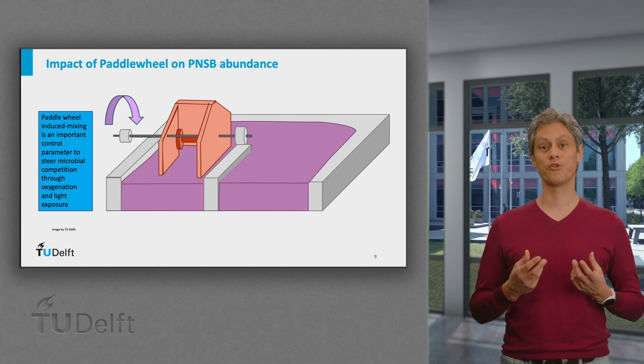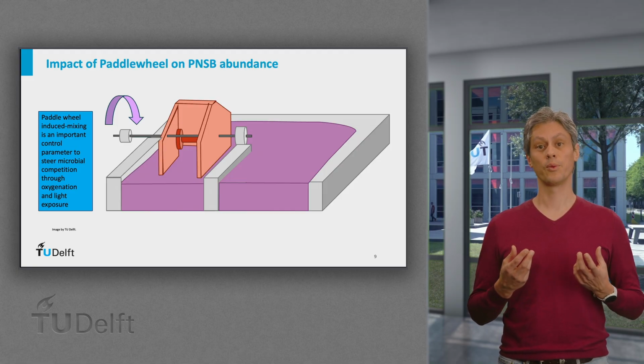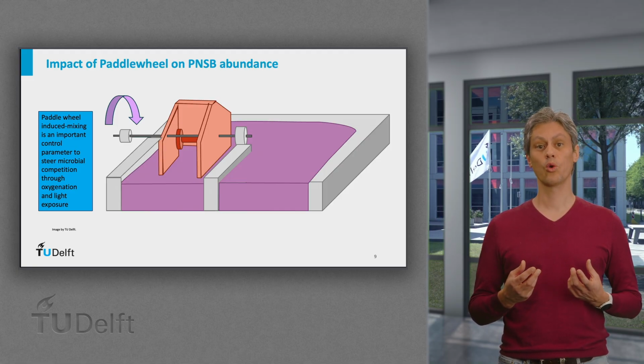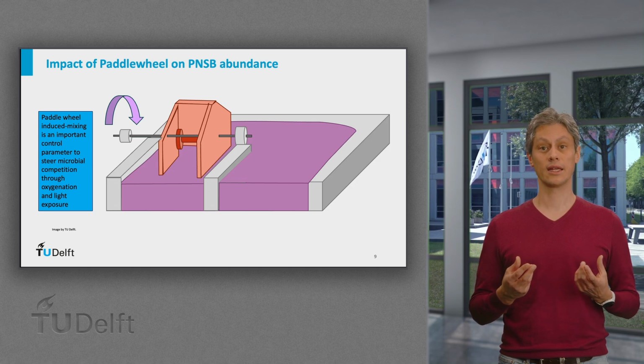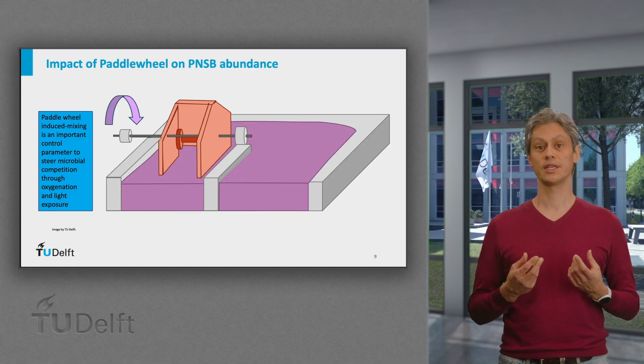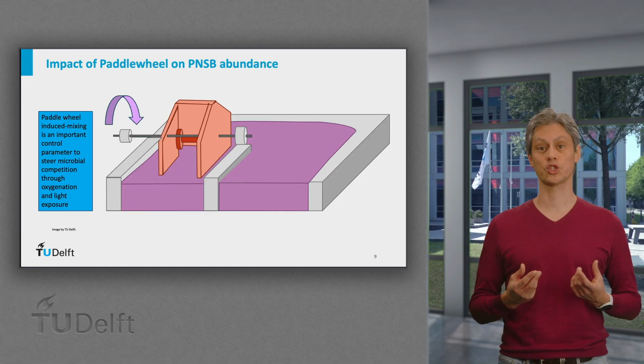Additionally, the ratio of visible to near-infrared light may be influenced by covering the raceway pond with visible light absorbing plates or artificial lighting in the near-infrared wavelength. Lastly, light penetration is wavelength, temperature and shading dependent, and that deserves its own lecture to optimize it for PNSB abundance.